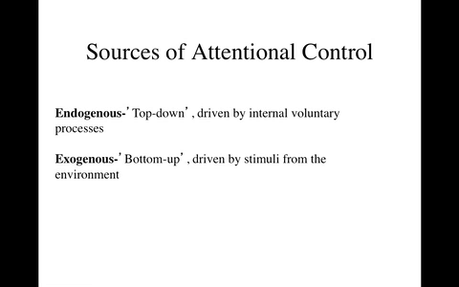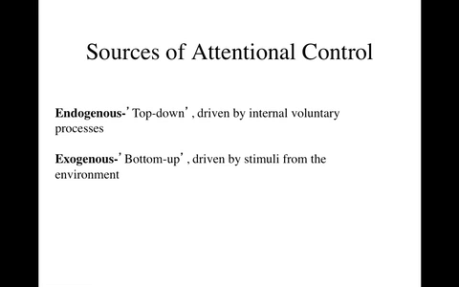We talked about sources of attentional control. Endogenous is top-down, and that's things that come from within in terms of where you're going to allocate your attention. You can decide, I'm going to pay attention to this portion of the screen, or I'm going to pay attention to something based on the fact that I think it might be important.